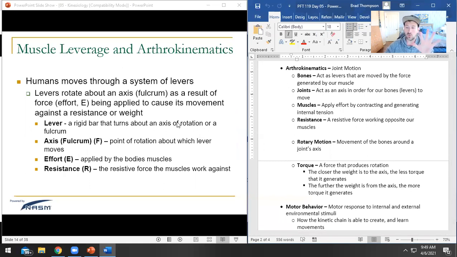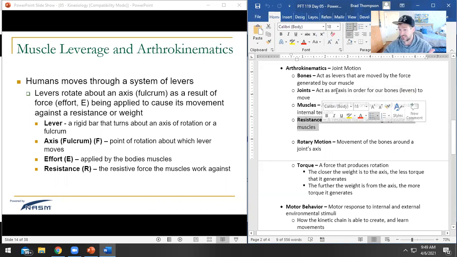So in terms of understanding joint motion, if we're understanding these levers, a lever is going to rotate about its axis, or we call it a fulcrum. That's going to be the result of force being applied to create movement. And there are going to be two types of force. There's the amount of effort, that's the force that you're generating, a muscle contracting, versus a resistive force. So your muscles are generating the effort to overcome the resistance, right?